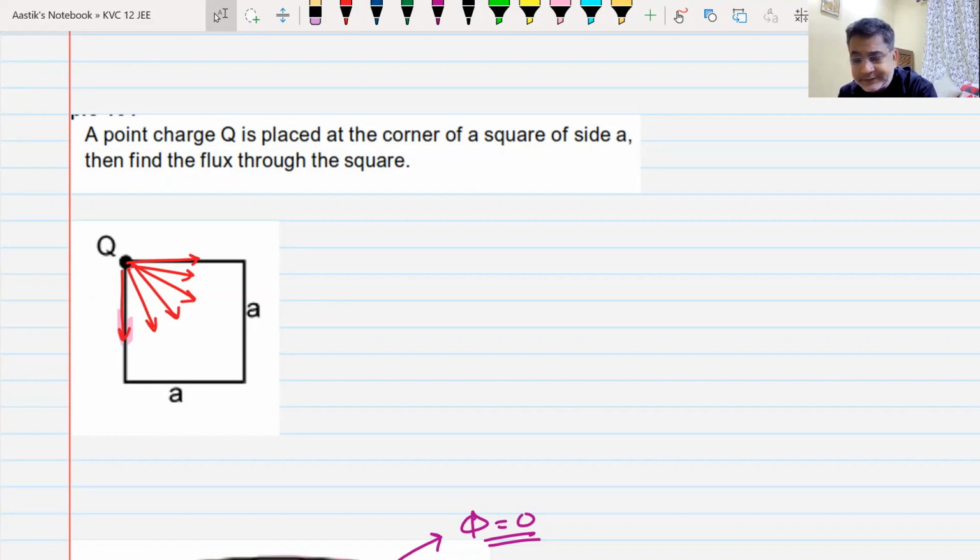This was a square. The charge was placed at the edge of the square. What was the flux through this square? Zero. Zero. Sometimes zero is the hero. If I place this charge at the center of this square, what is the flux through this square? Zero. Sometimes zero is the hero. In fact, zero is always the hero.